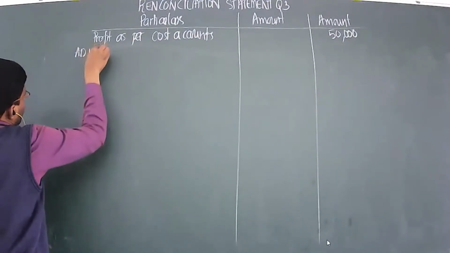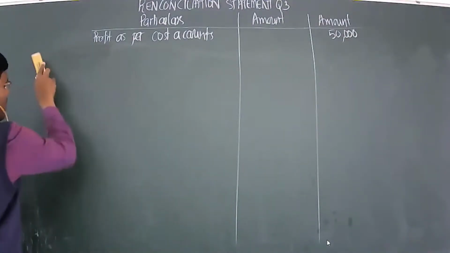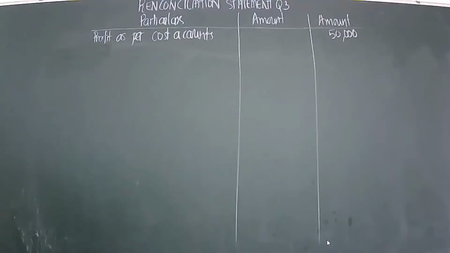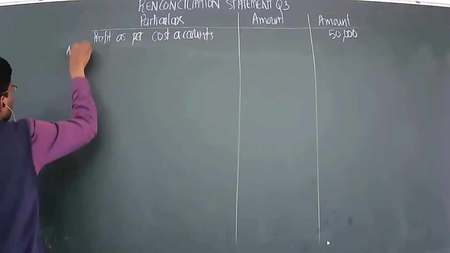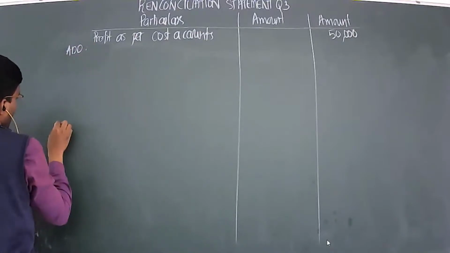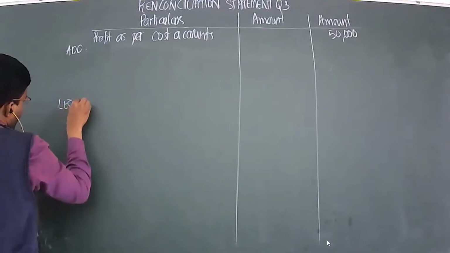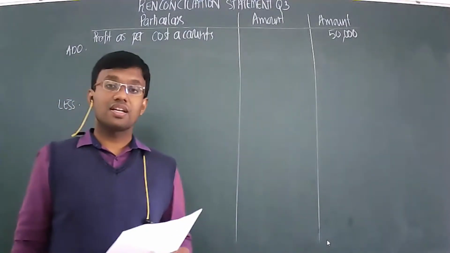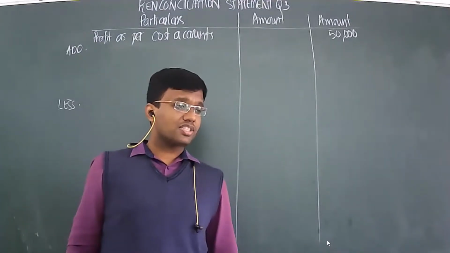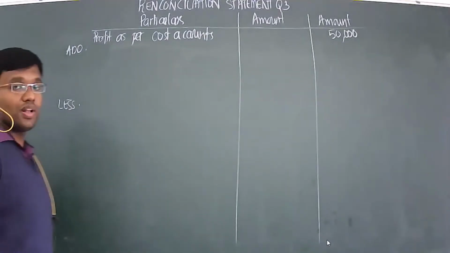So here there are certain transactions that we will have to add. So there are certain items that we have to add, and there are certain items that we have to subtract. Now let's go through the items one by one, just to see where exactly will it fall.